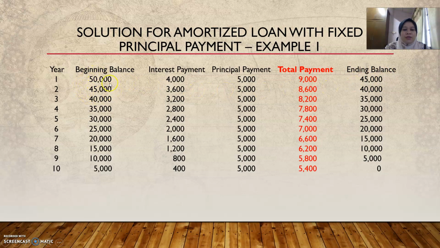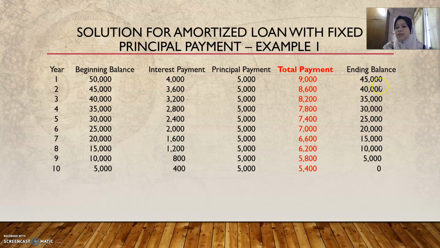So 45,000 here. How are you going to get the interest payment 3,600? Because interest is 8%, so 8% times 45,000, you're going to get 3,600. The principal payment will be the same throughout the years. So 3,600 plus the principal payment, you will get total payment 8,600.